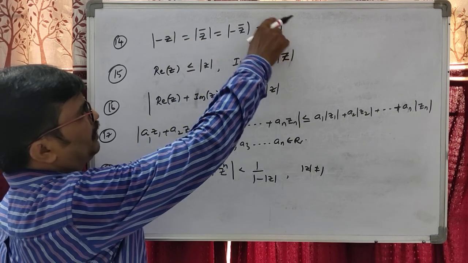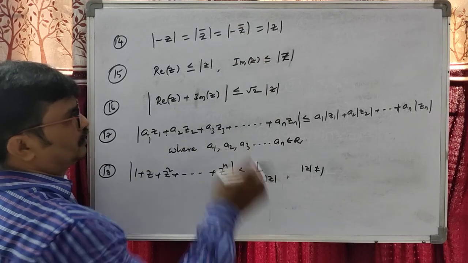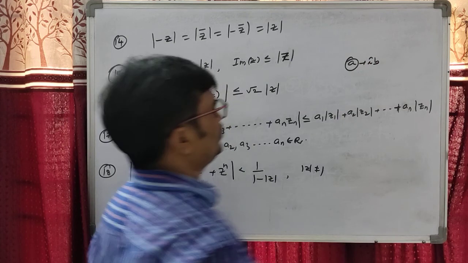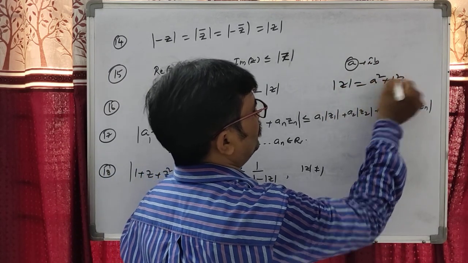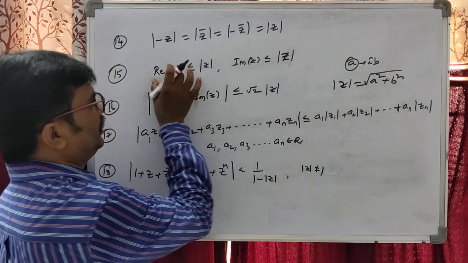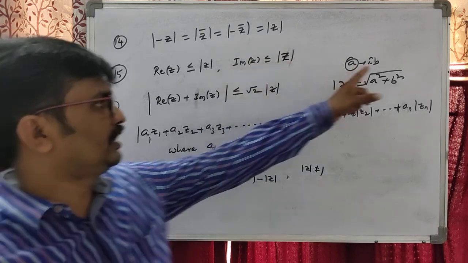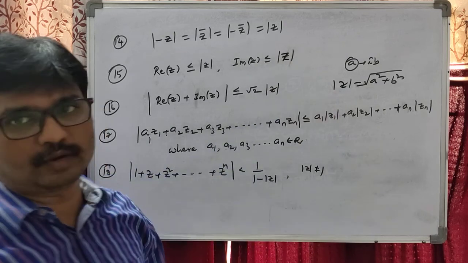Already I explained mod z equal to mod z bar. In modulus, minus becomes plus. Suppose z is a plus ib. The real part is a. Mod z is the square root of a square plus b square. So the real part of z is a, and a is always less than or equal to mod z. The imaginary part of z is b, and b is always less than or equal to root of a square plus b square.